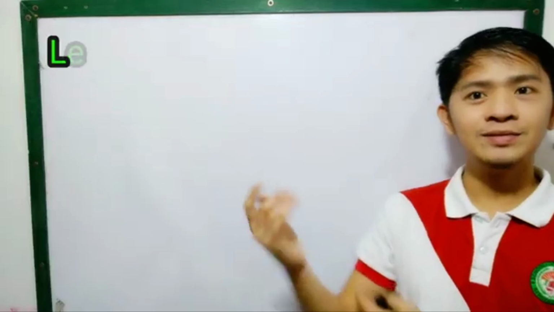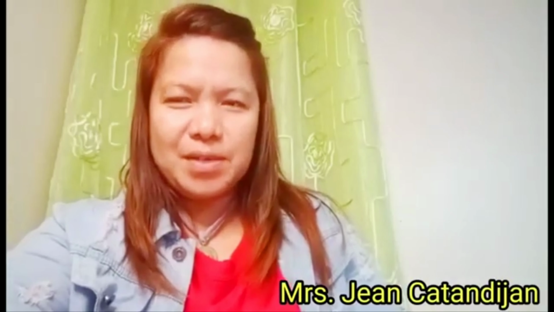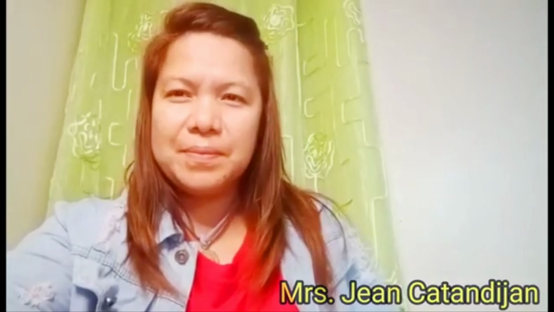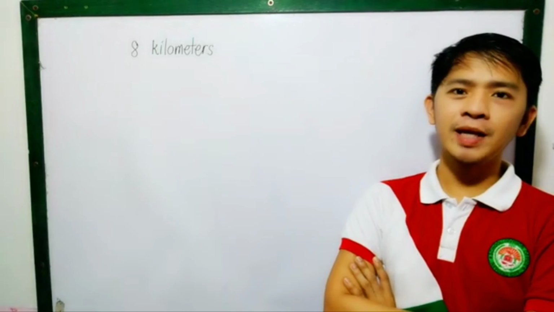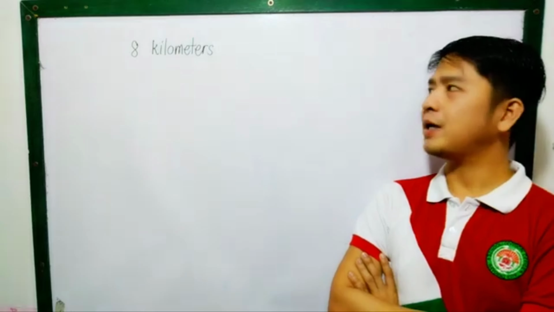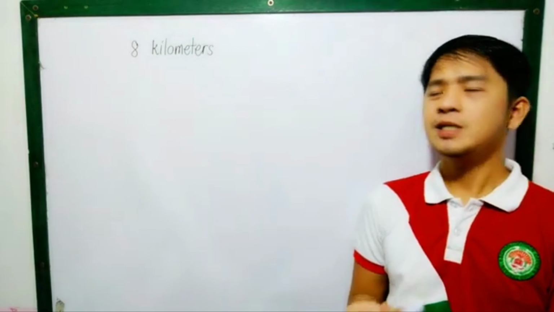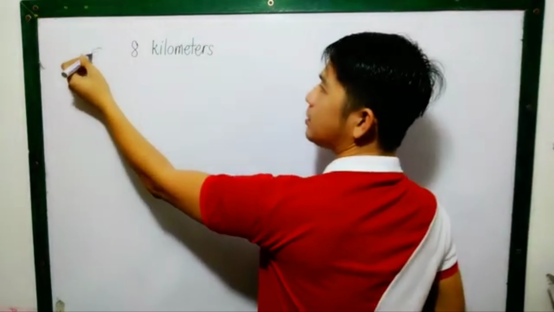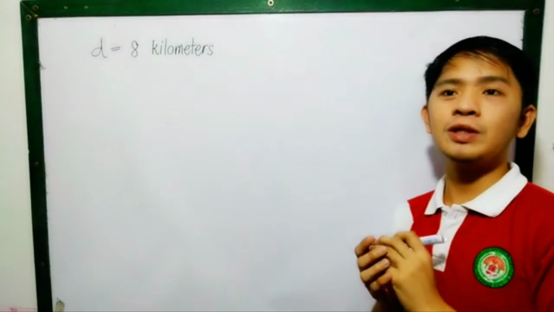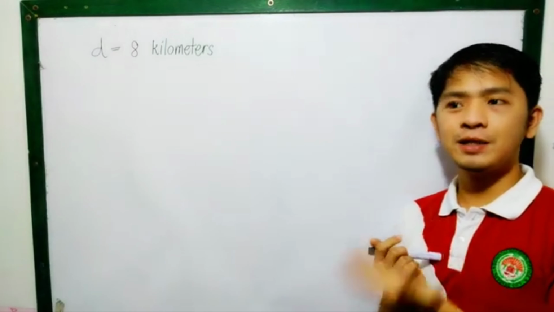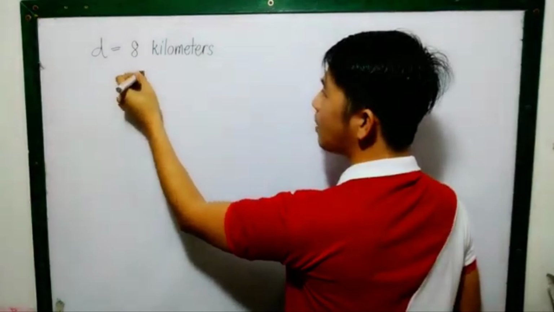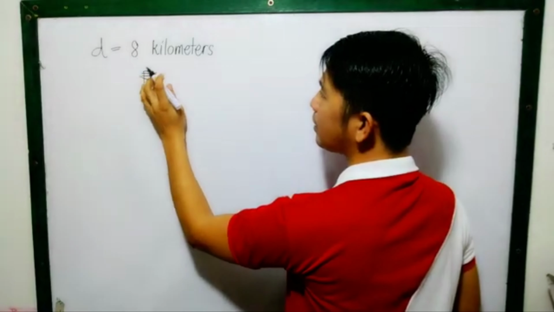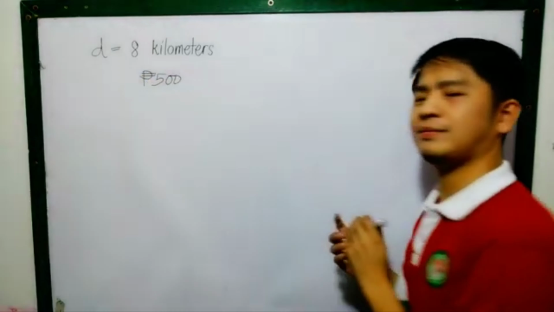So, pakinggan nyo. I reached 8 kilometers. How much will I pay, Eldrian? Okay, sa problem, si Mrs. Jean Katandihan ay nag-travel ng 8 kilometers. So, kung ang distance mo ulit, sabi dun sa problem, kapag 0 to 10 kilometers, 500 pesos ang fixed rate. So, without any computation, ang babayaran niyang pamasahe is 500 pesos.